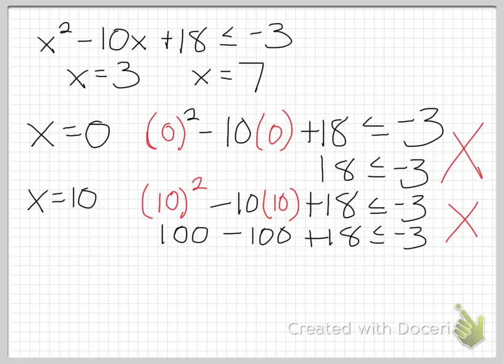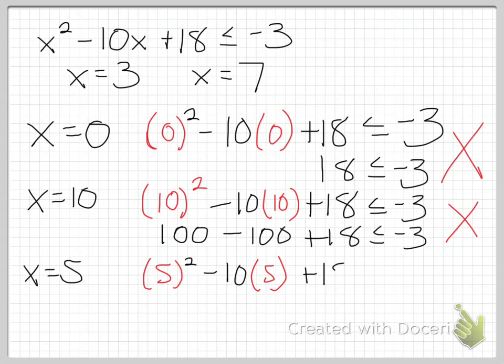So then let's pick a number that is in between 3 and 7. I'm going to pick a number that's easy. Let's go with 5. 5 is another easy number to multiply; you can't go wrong with 0, 10, or 5. So if I substitute in a 5, I would have 5 squared minus 10 times 5 plus 18 must be less than or equal to negative 3.